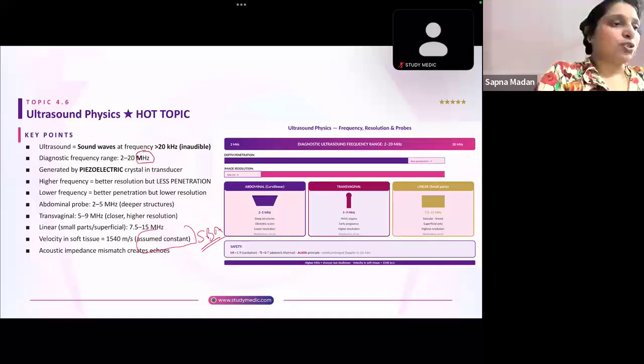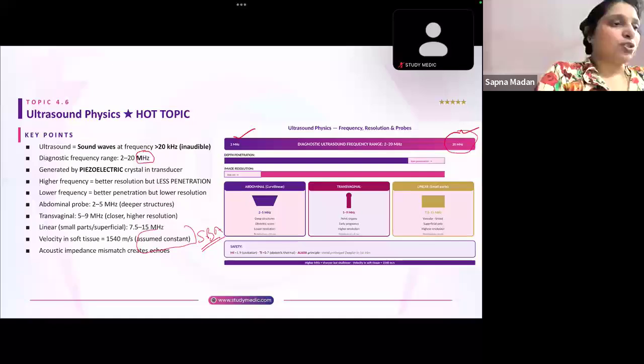So this is a schematic diagram showing the frequency of the ultrasound probes. It can be between 2 to 20 megahertz. If it is a low frequency probe, then the depth of penetration is more, and the penetration is lower if it is a high frequency probe. So the penetration is reducing as the frequency is increasing. Image resolution for low frequency is low and it is higher for higher frequency.